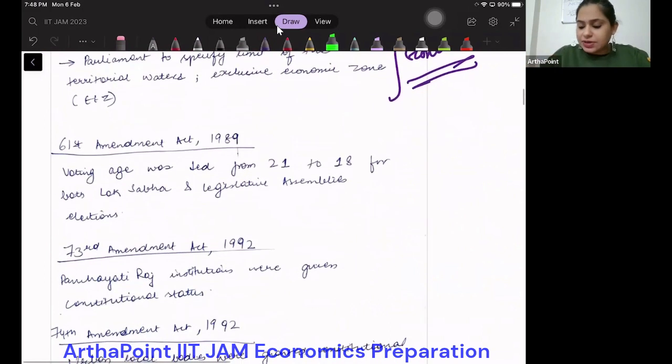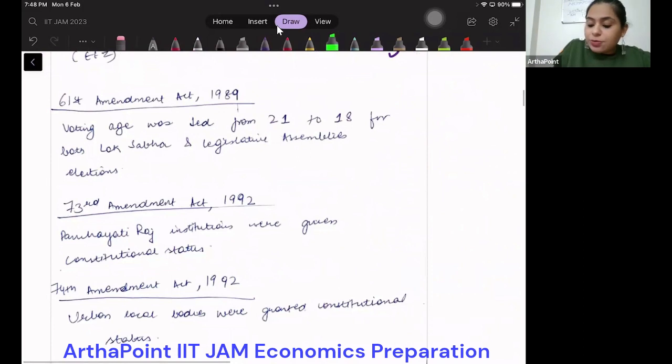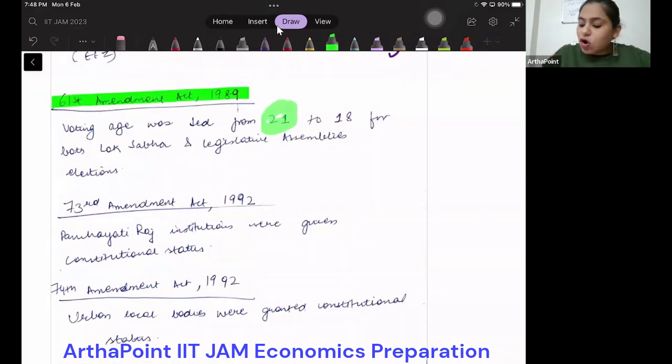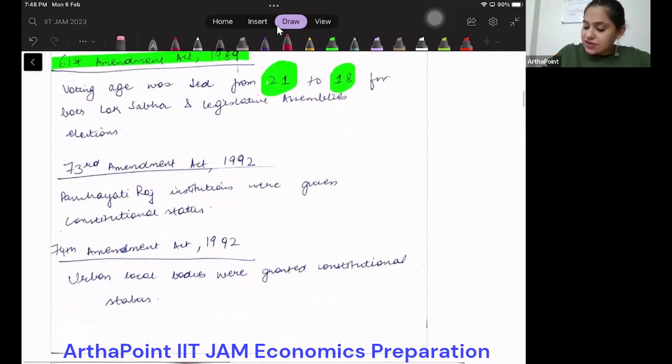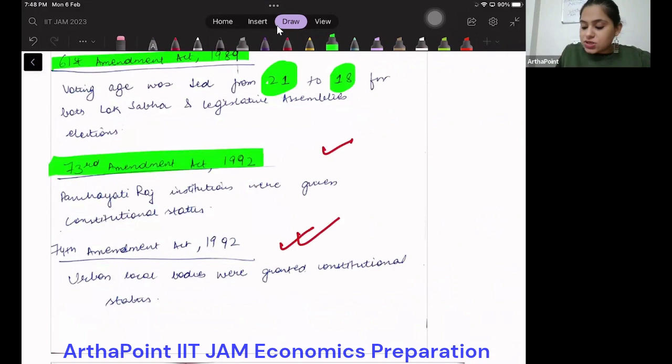Then again we had multiple in between, but this is what I found important because this is related to the voting age, which was reduced from 21 to 18 for both Lok Sabha and Rajya Sabha and for legislative assemblies in the 61st Amendment Act 1989. This is what came in your exam, 73rd and 74th Amendment Act. So the 73rd Amendment Act 1992 was about your Panchayati Raj institutions. They were given constitutional status.